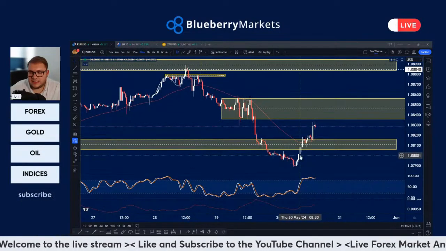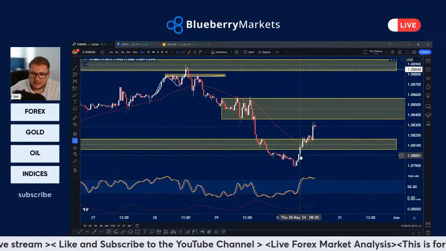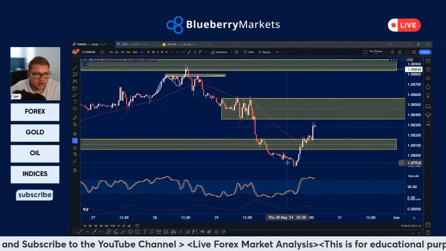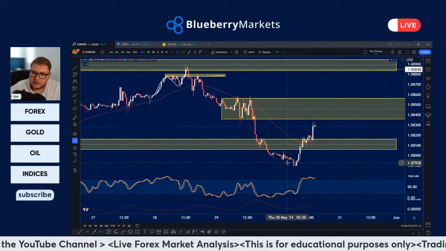Again, I did try and look at potential longs on this today, but I wasn't comfortable with price trading below those daily swing lows.